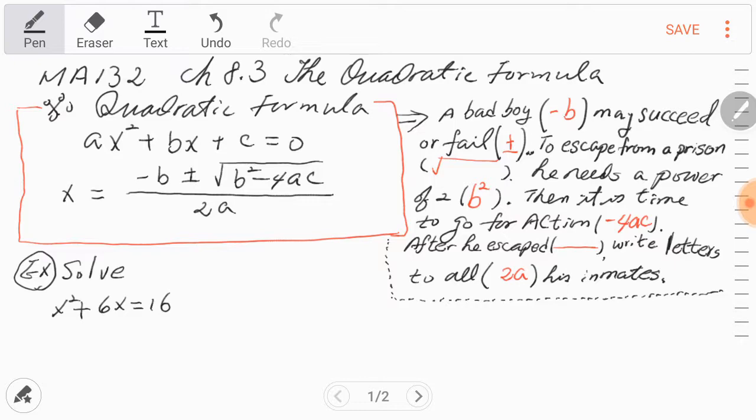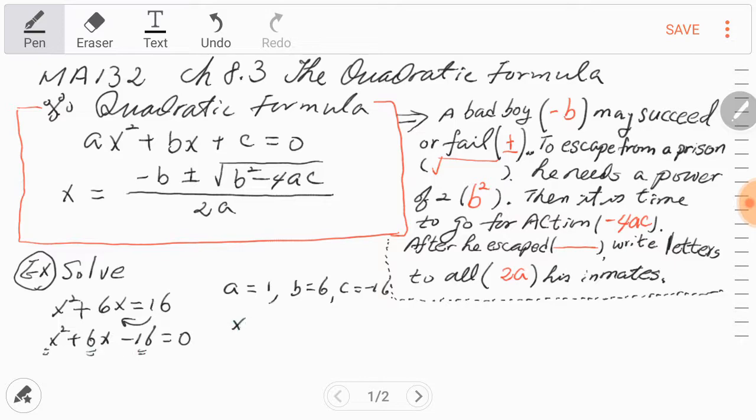Solve the quadratic equation. In order to solve this using the quadratic formula, we have to make the right side 0, so the left side has to be ax squared plus bx plus c. So it will be x squared plus 6x, move 16 to the left, negative 16, is equal to 0. From here, the coefficient of x squared is 1, so a equals 1. And b equals 6, because b is the coefficient of x. c equals negative 16. So 1, 6, negative 16.